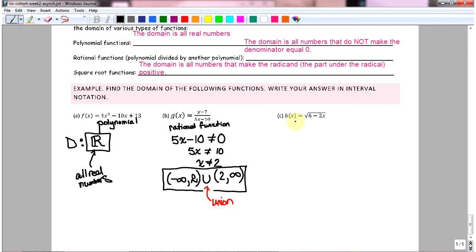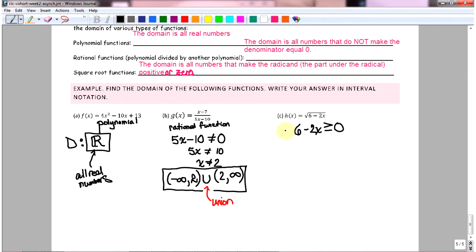Lastly, for part C, to find the domain of a square root function, whatever is under the radical, the 6 minus 2x, must be positive. And it's actually okay to take the square root of 0, so it needs to be greater than or equal to 0. So let me modify my rule up there. The domain is all numbers that make the radicand, the part under the radical, positive or 0. That's why we have the greater than or equal to.